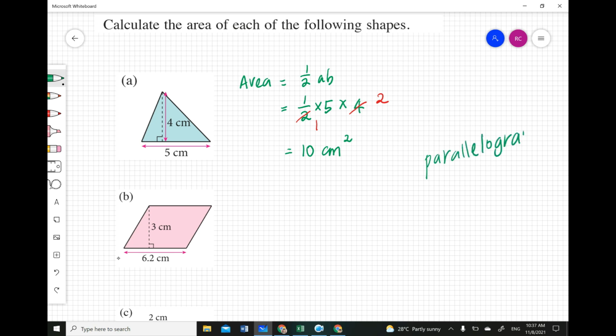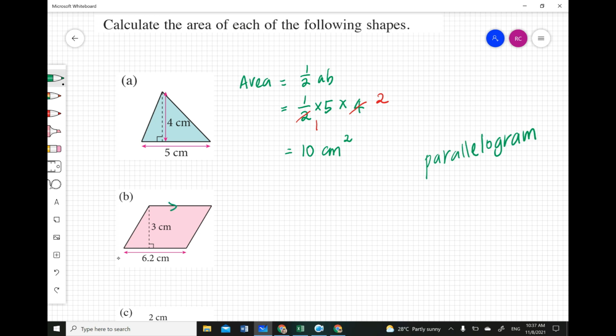Parallelogram. One, two, three. Read. Parallelogram. Yes, one more time. Parallelogram. Yes, good. Okay, I know it's very hard sometimes because this is the first time you encounter this word parallelogram. So you need to keep practicing to pronounce it better.